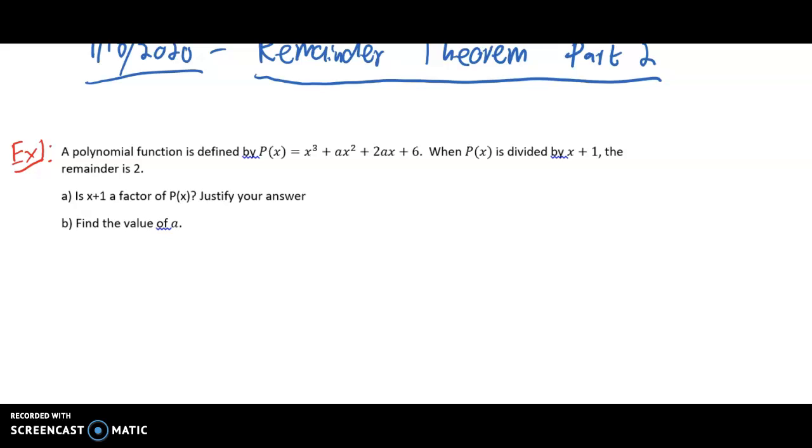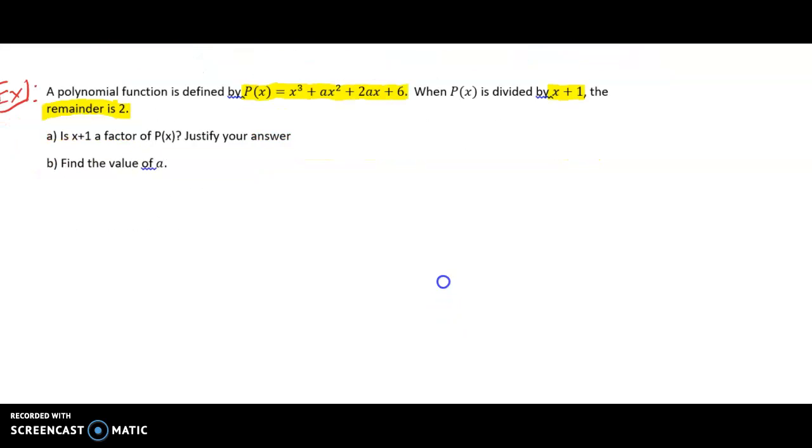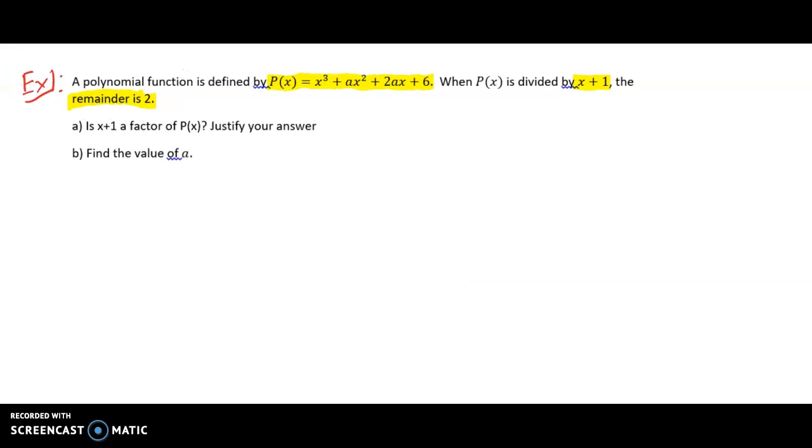Okay, a polynomial function is defined by p of x. I see that I have an a and an x here. Okay, that'll come into play later. When p of x is divided by x plus 1, the remainder is 2. And then it says, is x plus 1 a factor? Find the value of a. So let's look at part A first. Is x plus 1 a factor?